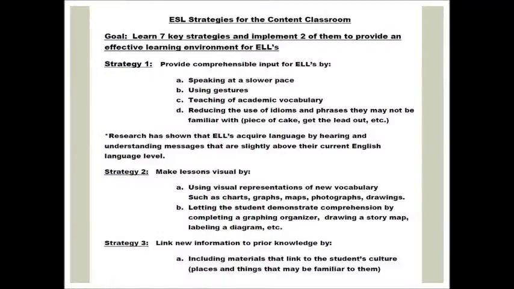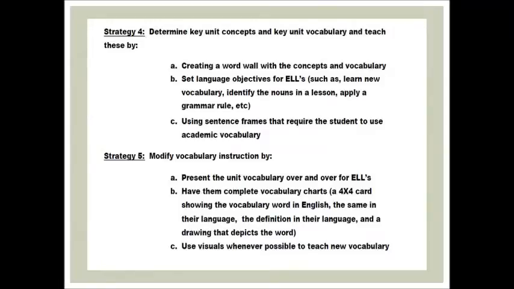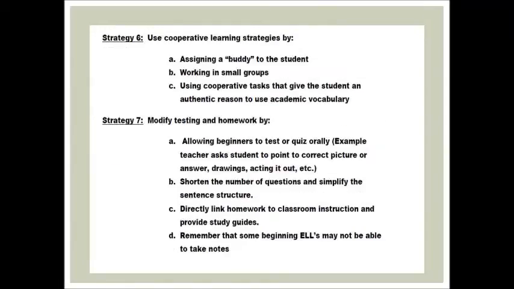One final step is to learn 7 key strategies and implement 2 of them to provide an effective learning environment for the English language learners that are in your class. If you would take out of your materials folder, you'll find in there the 7 key strategies, and I'm not going to read them to you. I'll let you read them for yourself. To receive credit for this training, I'm asking you would implement 2 of these strategies in your classroom, and then write a reflection paper indicating the strategies that you chose and their effect on learning in the classroom. Please email this final reflection to me.